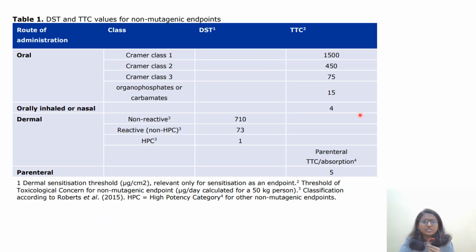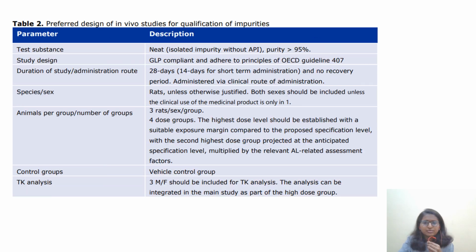Okay, so these are the various DST, dermal sensitization threshold, and the threshold of toxicological concern (TTC) values for non-mutagenic endpoints, based on route of administration and nature of the chemical. Different TTC values are given, so you can go back and read the guideline directly. Based on the type of impurity, you can apply this particular table in your case. This is also given in the draft guideline.